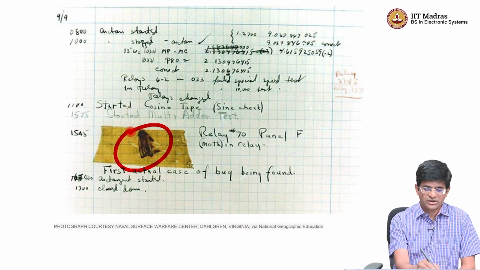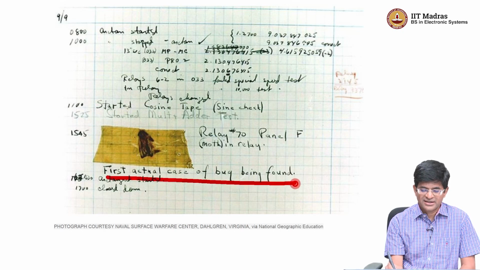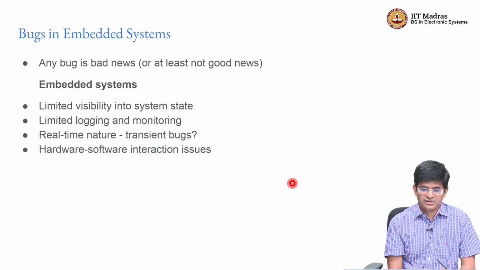In this case, it's a moth, right, which had got into one of the vacuum tubes or a relay, and was basically preventing the system from working properly. So as you can see, it basically says it's the first actual case of a bug being found, right? But that apart, what is a bug in general, and especially a bug in the context of an embedded system?